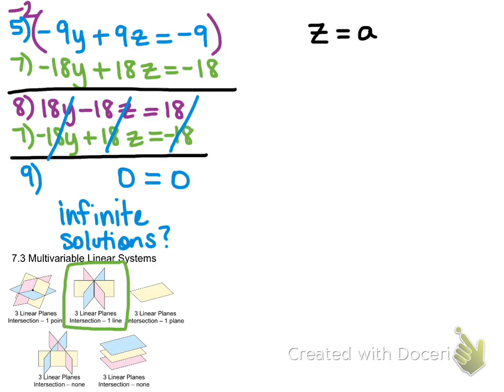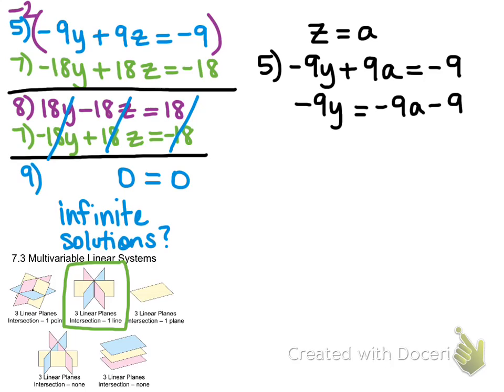So I'm going to plug in z equals a into equation 5. So negative 9y plus 9a equals negative 9, and we're going to solve for y. So I'm going to subtract the 9a, so negative 9y equals negative 9a minus 9, and I'm going to divide everything by negative 9. So y equals a plus 1. So this means whatever z is, the y coordinate is always 1 more than that. It's always a plus 1.